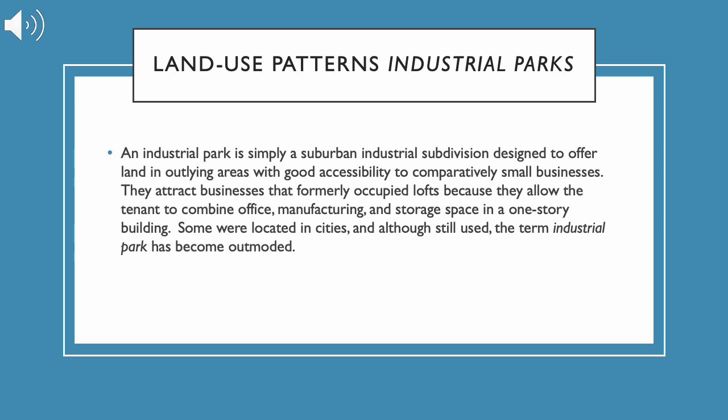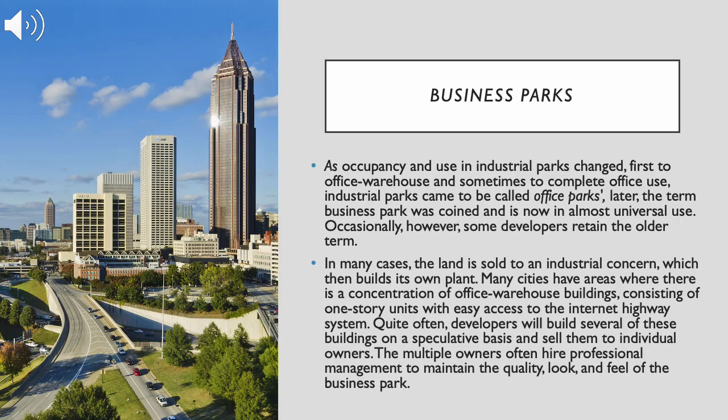Some were located in cities, and although still used, the term industrial park has become outmoded. Business parks. As occupancy and use in industrial parks changed, first to office, warehouse, and sometimes to complete office use, industrial parks came to be called office parks. Later, the term business park was coined and is now in almost universal use. Occasionally, however, some developers retain the older term. In many cases, the land is sold to an industrial concern, which then builds its own plant.